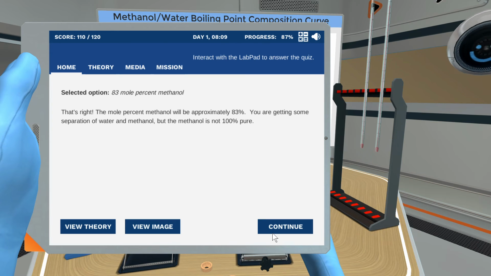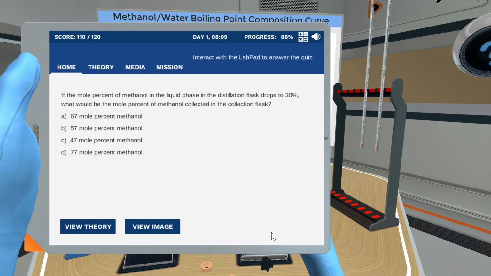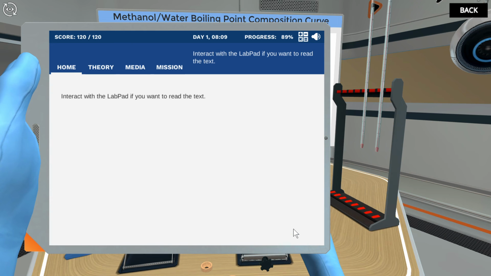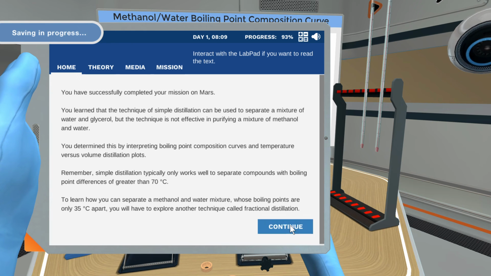That's right. If the mole % of methanol in the liquid phase in the distillation flask drops to 30%, what would be the mole % of methanol collected in the collection flask? Correct. Congratulations. You have successfully completed your mission.